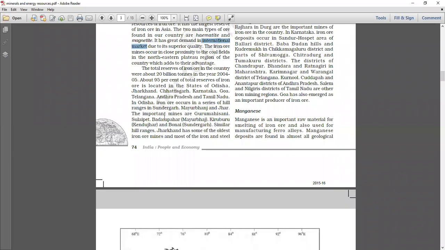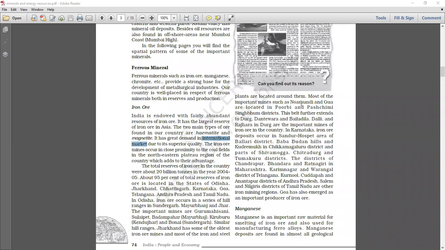Now some of the distribution of the iron ore. 95% of the total iron ore reserve in India is in a few Indian states. The first one is Odisha. Iron ore is found in the states of Odisha, Jharkhand, Chhattisgarh, Karnataka, Maharashtra, Andhra Pradesh, Telangana, and some other districts, that is Salem and Nilgiri district of Tamil Nadu and other similar mining regions. Goa has also emerged as an important iron ore producer.